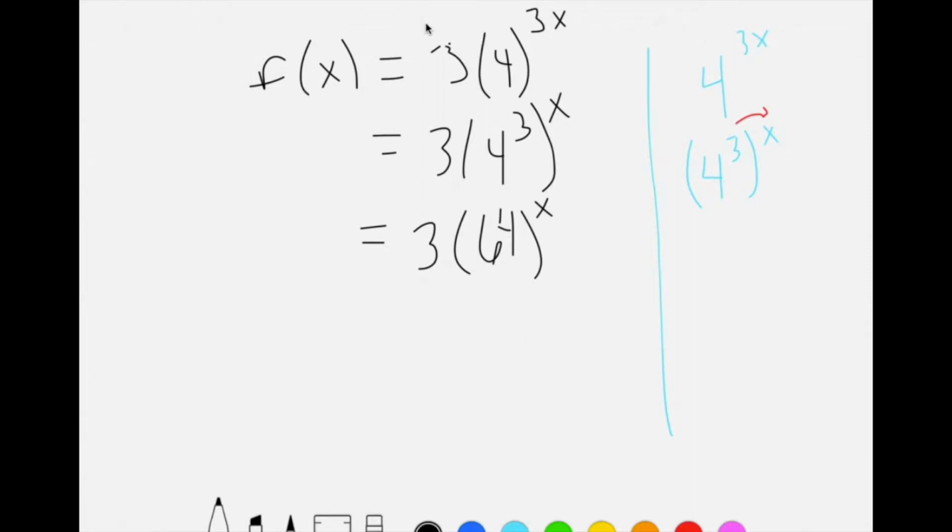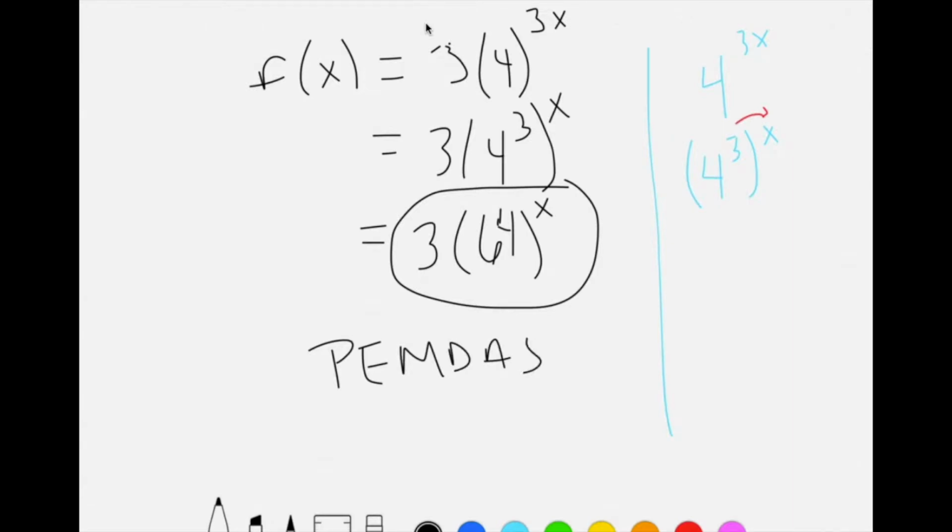Now, some of you might think that you should go ahead and multiply the 64 and the 3 together, and you cannot do that. Remember, you do have an order of operations, which is PEMDAS. Anything on the inside of the parentheses first, well, it's just 64, so that's done. Then you must do the exponent. Since the exponent is not a number, I can't actually calculate that, so it stops there. I cannot multiply, divide, add, or subtract any further because my variable is the exponent. So my final answer will be 3 times 64 to the power of x.